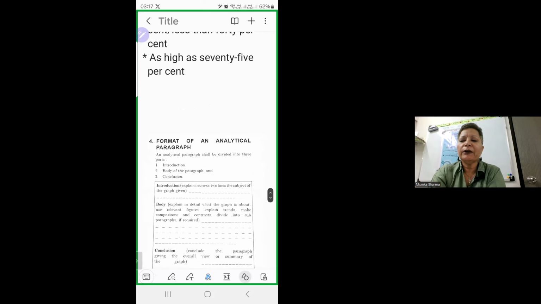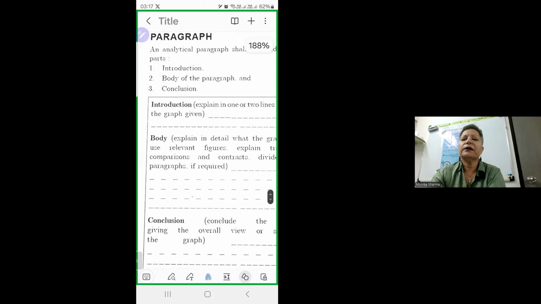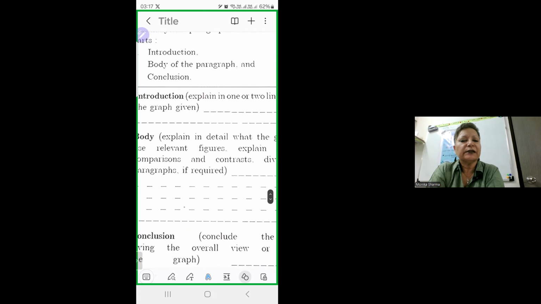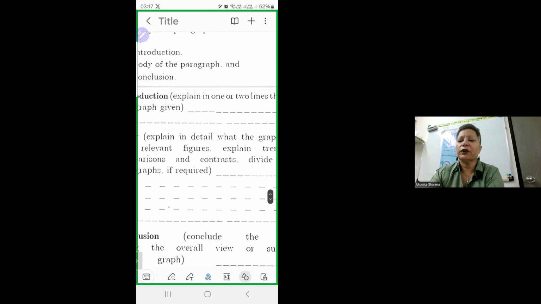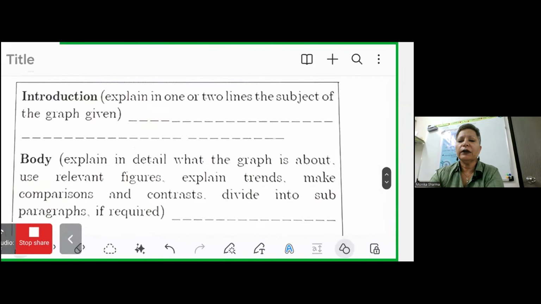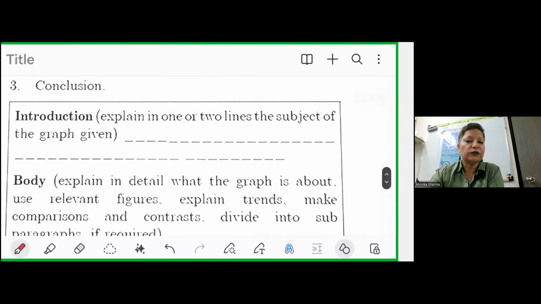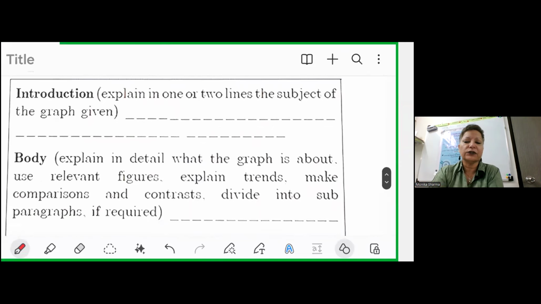Now, if I have to talk about the format of an analytical paragraph, an analytical paragraph has to be divided into three major parts. The first part is the introduction. Since an analytical paragraph, I've already told you, is not going to take more than 120 words, you explain in one or two sentences what the graph is talking about. What is the subject? The major trend or the major thing which is being shown in the graph, that is the introduction.